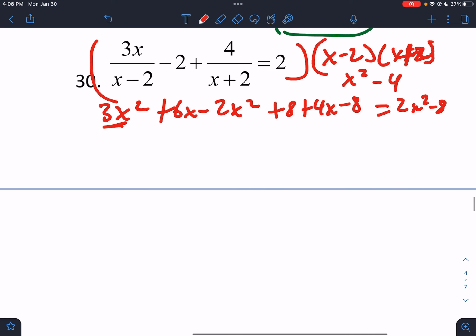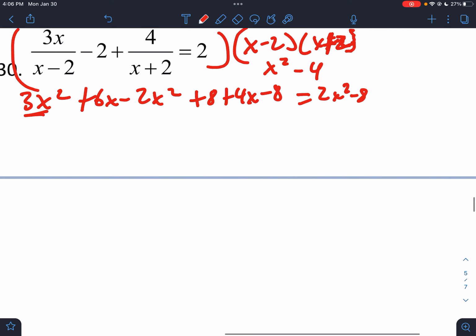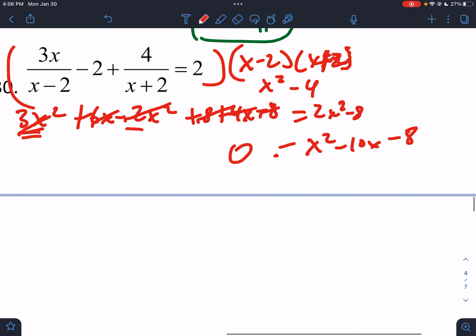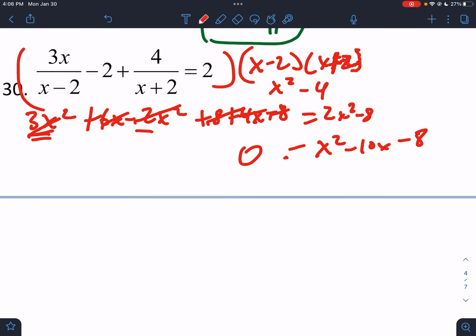Okay. We're going to move it all to the right side. So 3 minus 2, that's 1x squared. Move it over. 2 minus 1, that's x squared. 6x and 4x, that's 10x. Move it over, that's minus 10x. 8 and negative 8 cancel out, but there's another negative 8 over here, equals 0. That doesn't factor. That doesn't mean we did it wrong. Let me look here.